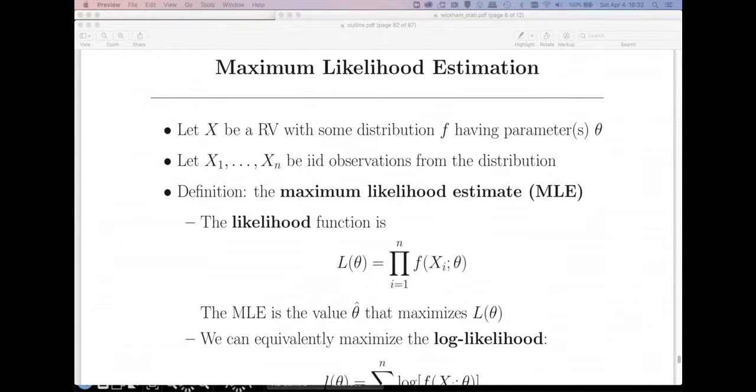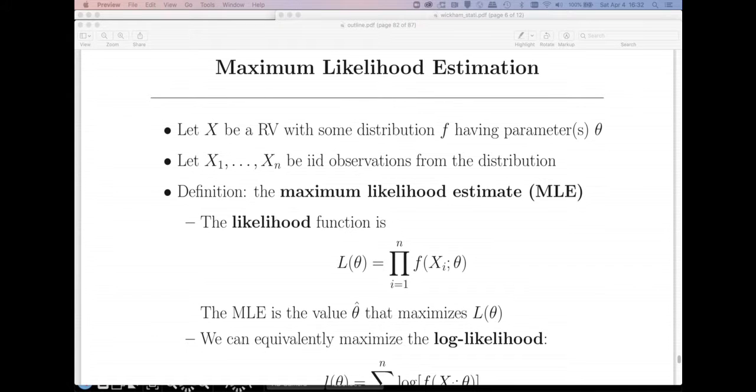I'd now like to talk about the other method of estimation that I promised this week. That other method is called maximum likelihood estimation. I'd like to start by giving you a little bit of history on this. This method was first proposed by Ronald Fisher in the 1920s.